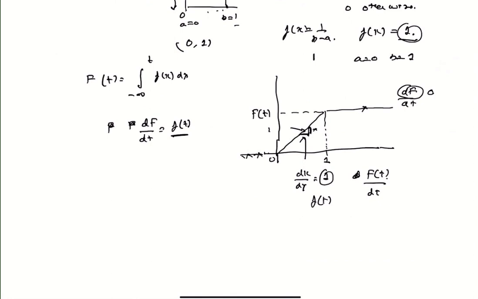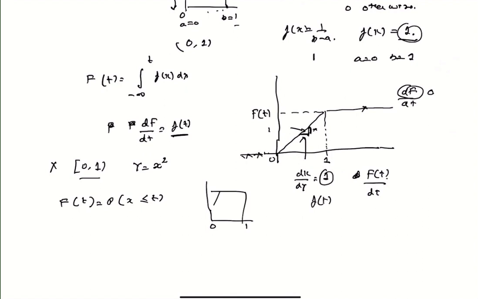So that's one, and now let's do an example of it. Say x is uniform on 0 and 1, and now let's say that we have another variable y, represented by y is equal to x square. This is a derived random variable. So F of t is going to be the probability of x less than or equal to t, and since this is 0 and 1, we have again the same situation here. If you have a t here that lies between 0 and 1, then F of t is going to be t.